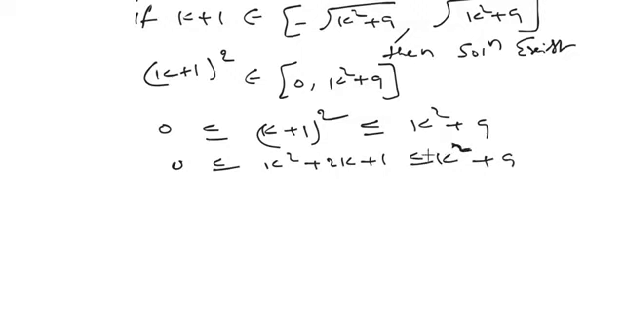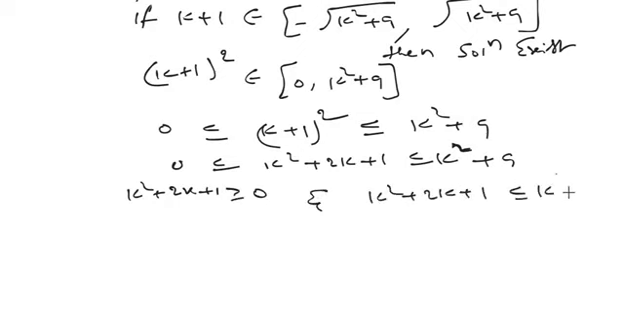Let us separate the inequality: k square plus 2k plus 1 greater than or equal to 0, and you have to write 'and', not 'or'. And k square plus 2k plus 1 less than or equal to k square plus 9. Like this we can take. Now you can see this is k plus 1 whole square greater than or equal to 0.